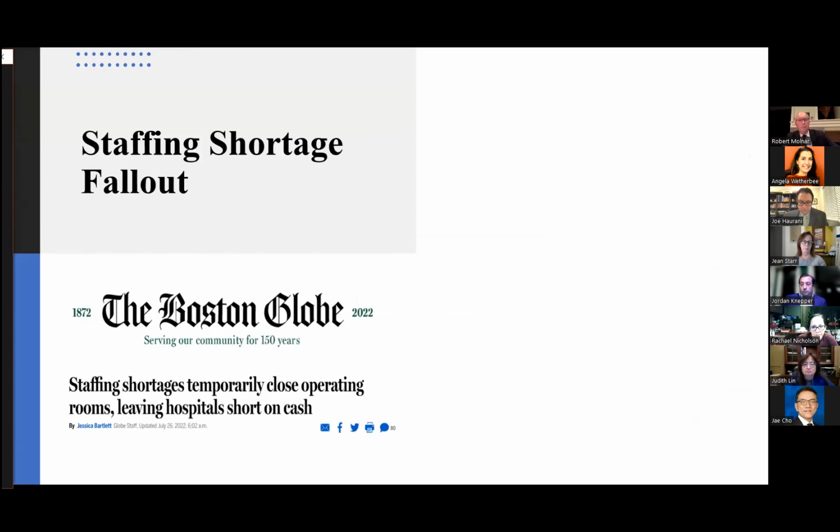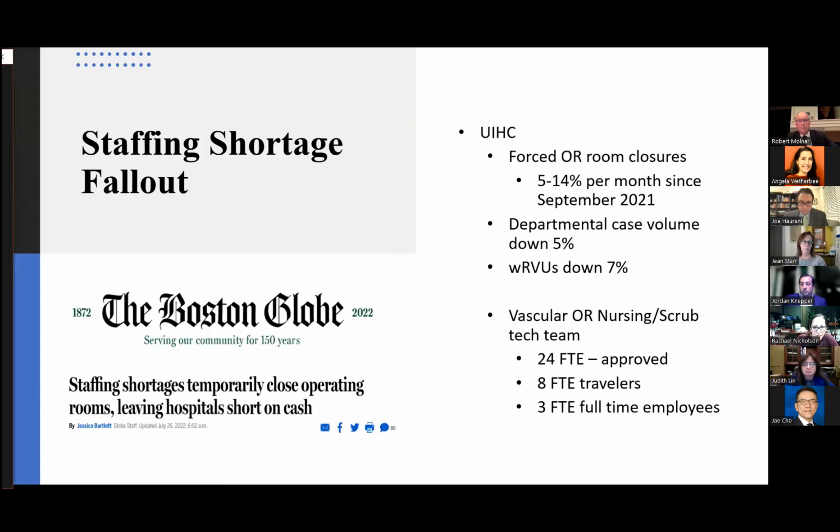Like others around the country, this has led to significant shutdown of patient access to various services, including the operating room. In September 2021, we were forced to close 5 to 14% of the general surgery rooms, and we're part of that department, due to the inability to staff them with nurses and scrub techs and now anesthesia staff. The decrease has obviously affected our volume by 5%, as our work RVUs are down by 7%. And it's also forcing more cases to be done during nights and weekends, which is only compounding the problem of staff burnout.